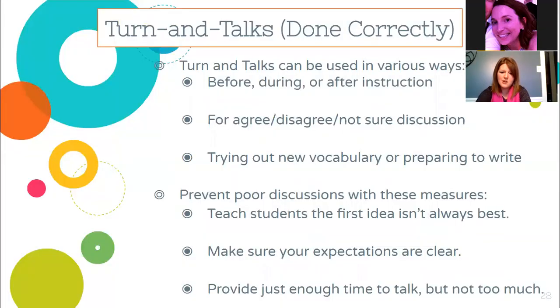All right, number 4, our turn and talks. So have you ever been in a workshop or something and the presenter's talking and then they're like, okay, talk to your table about what we just said. And you look at everybody in your group and you're all like, I don't know, I was spaced out for the last 10 minutes. Does anybody know what we're supposed to talk about?